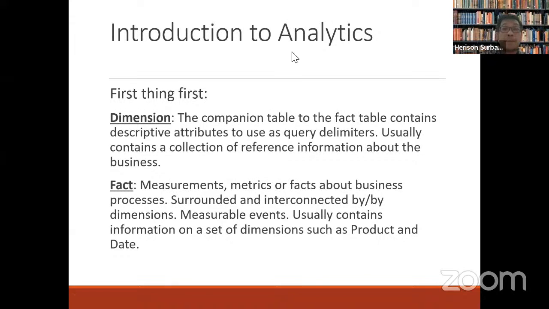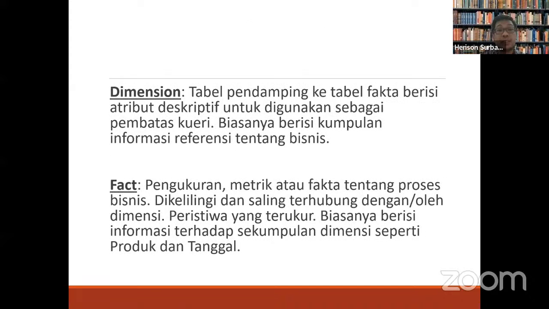Okay, and then the fact table is the measurements. So all metrics will be placed in a fact table. It's just like how we develop a data warehouse, for instance. If you already learned about data warehouse development, then you may remember the snowflake schema and star schema, and all consist of fact tables and dimension tables. Next, in bahasa: dimension is a table pendamping ke table fakta berisi atribut deskriptif. So all data in dimension tables are descriptive data.